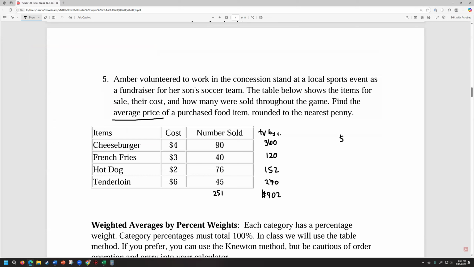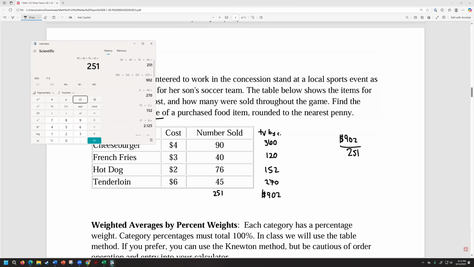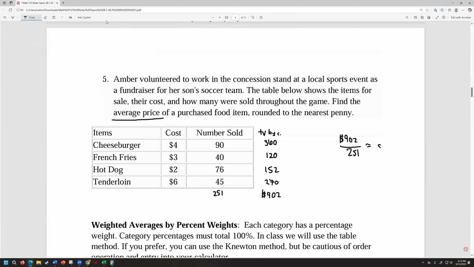So we're going to average the price over the total number of items sold. That's our counts. So 902 divided by 251. We're rounding to 2 decimal places. The 9 is in the second decimal place. There's a 3 behind it, so it is not going to bump up. So this is approximately $3.59 per item. That was the rough average.